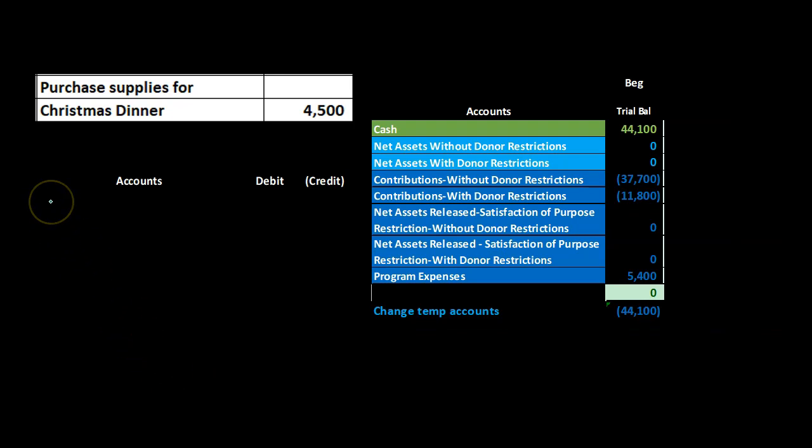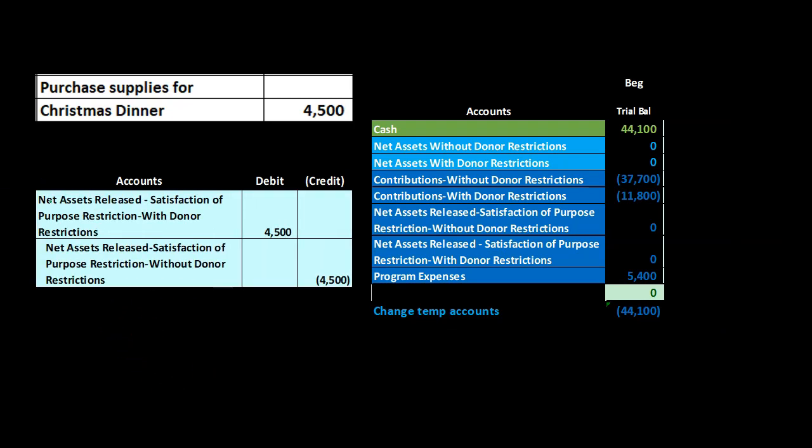Now we're going to have the second part of the transaction. That's going to be these two accounts. These are the two new accounts that we want to be familiar with. We need to be able to track all the reasons that we had restrictions in funds. One of the reasons was the Christmas dinner. We spent money on the Christmas dinner. We assumed that part of that money was from the money that was given to us and restricted, and therefore we're going to unrestrict that money now.